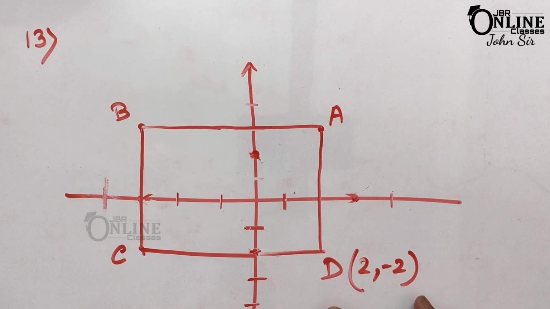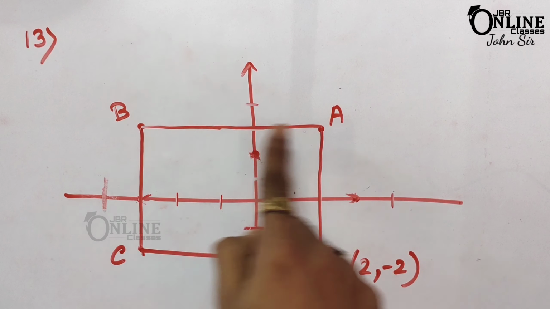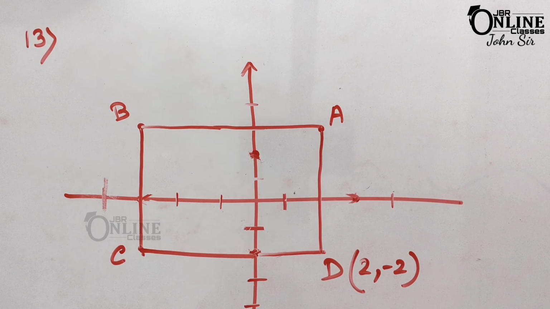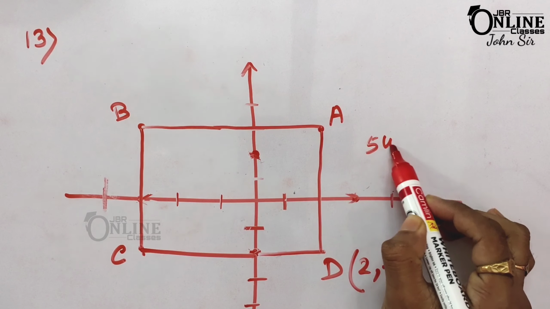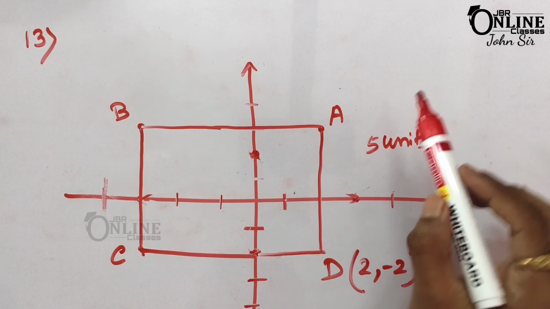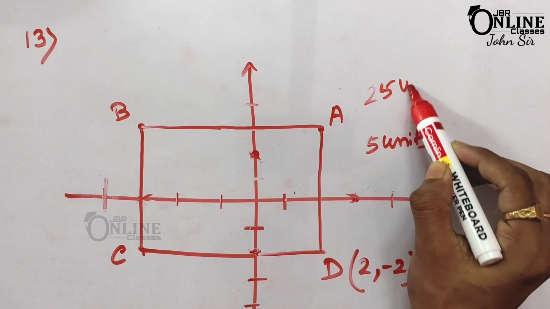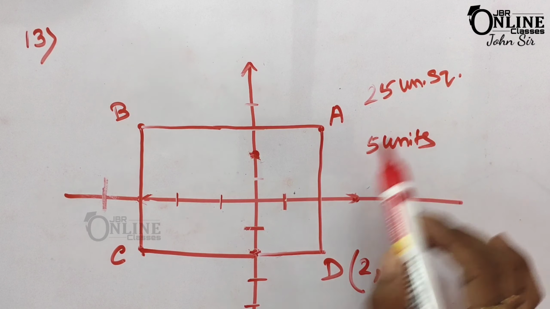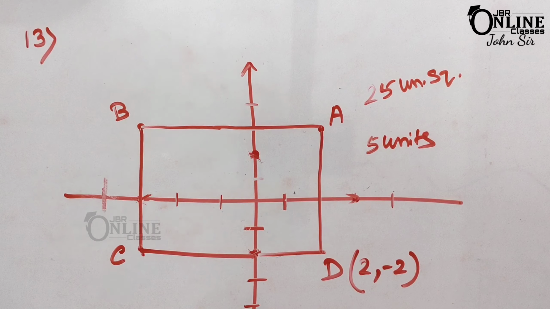And the next one, you have to find the area of that square. Each side of this square equals 5 units. Therefore the area will be 5 into 5, that means 25 unit square. 25 unit square is your answer.